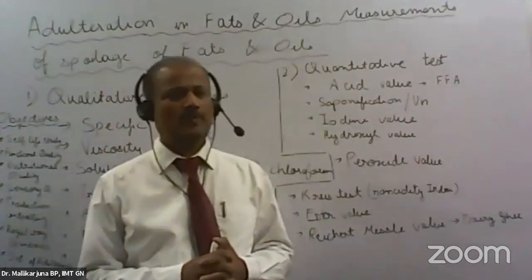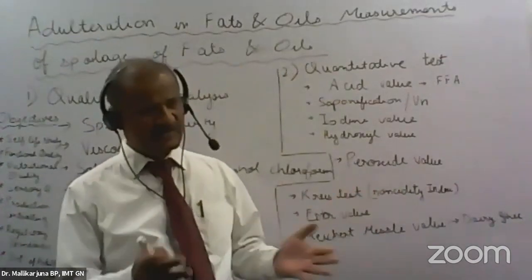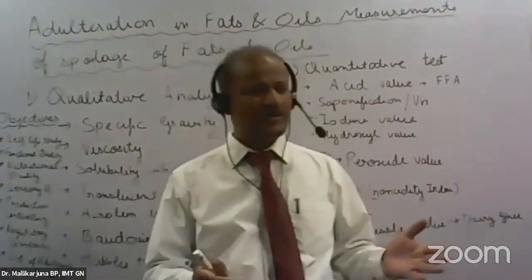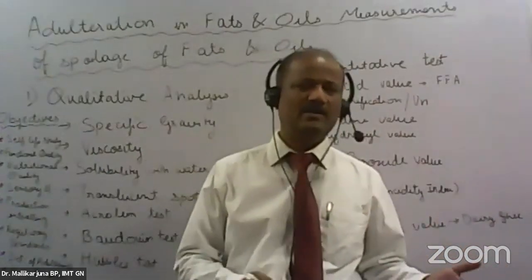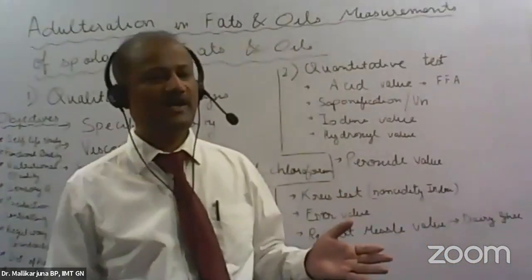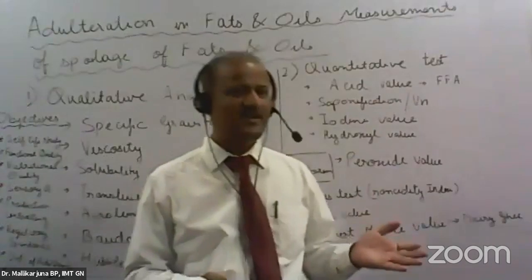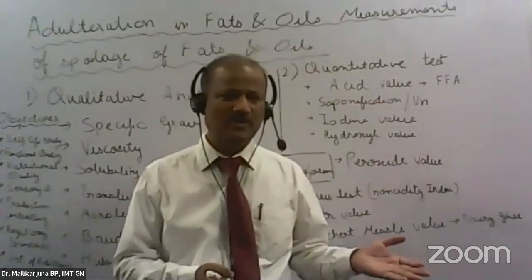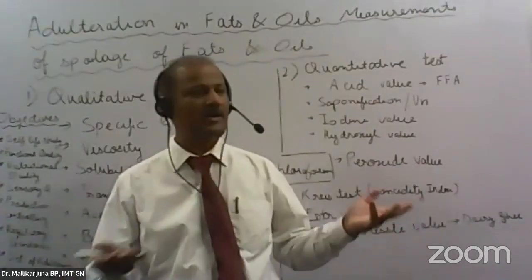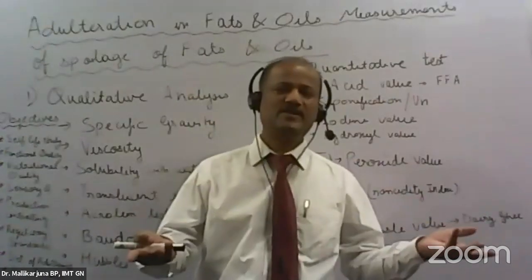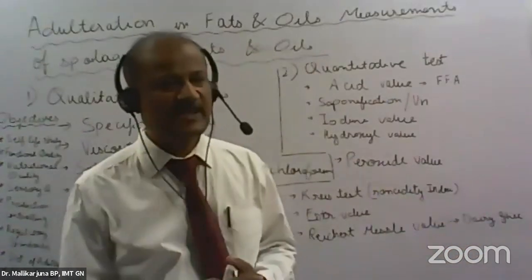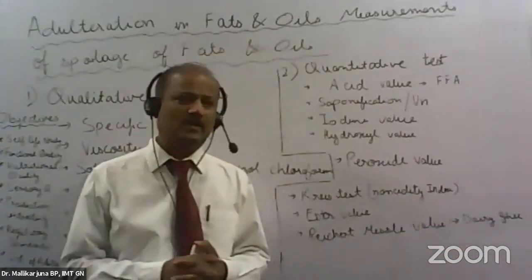In desi ghee, of course, sometimes they mix vegetable ghee, and vegetable ghee contains sesame oil. So in place of desi ghee, they may be giving out a mixture which we are not able to find, and it is a mixture of vegetable ghee, which contains sesame oil. So how to find out?